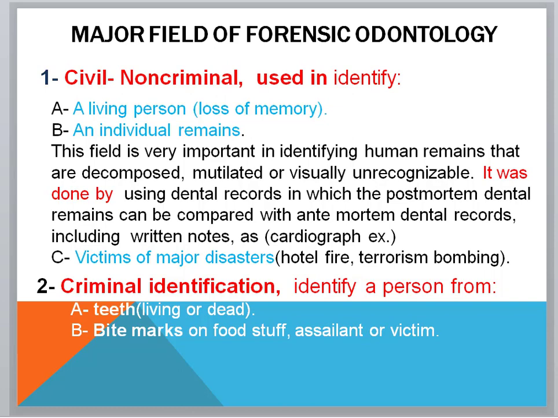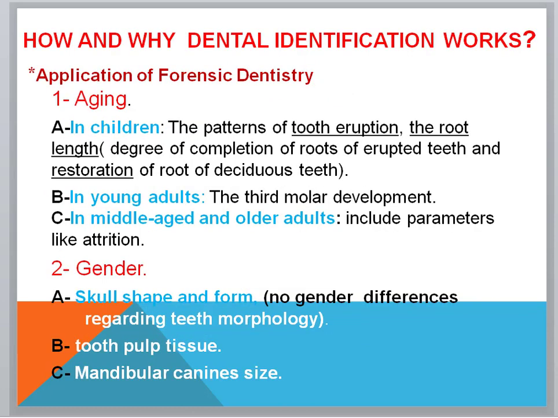Number two, criminal identification, which is more important than the first one, where we can identify a person from their teeth, living or dead, or from a bite mark recognized on foodstuff, an assailant or a victim. This slide also shows how and why dental identification works.